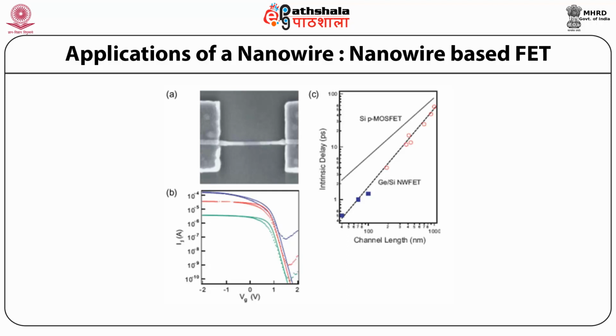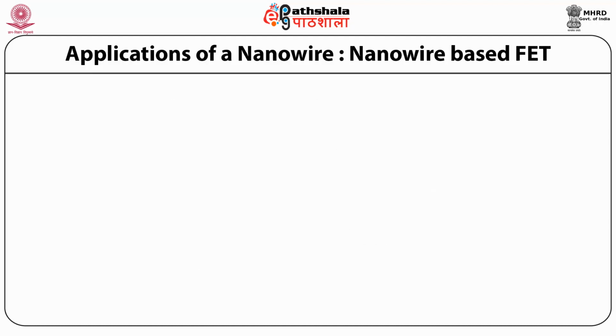To create active electronic element, the first key step is to chemically dope a semiconductor nanowire. This has already been done to individual nanowire to create p-type or n-type semiconductors. Nanowire based FET has the following advantages.